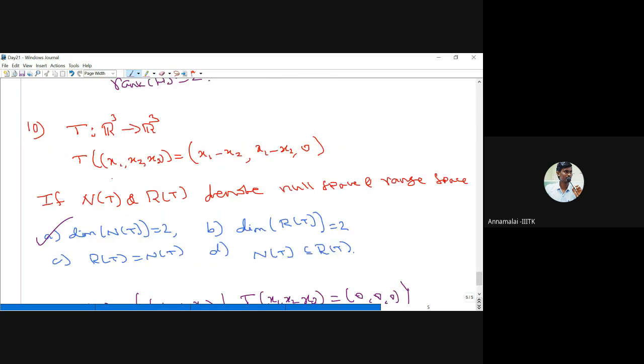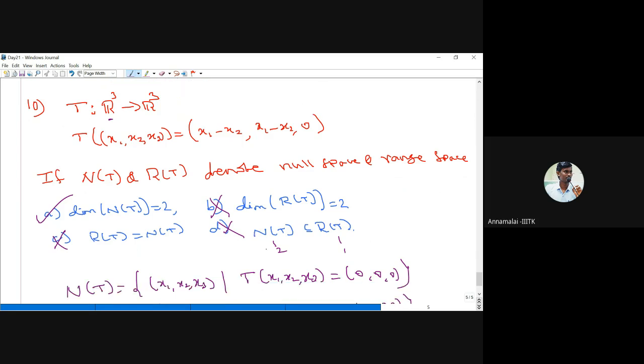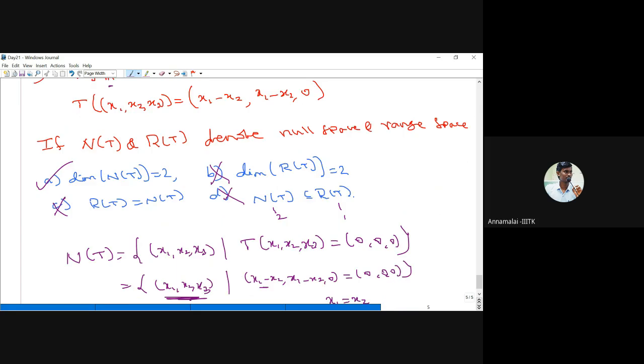Since we apply the rank nullity theorem, what is the rank of R of t? The dimension should be 1, because the domain dimension is 3 and the nullity is 2. Therefore, rank of t, that is the dimension of R of t, should be 1. Therefore, this option is wrong. Since the dimensions are different, they cannot be equal. And since the dimension of N of t is 2 and the dimension of R of t is 1, N of t is never a subset of R of t. So the dimension of N of t is 2, just by finding the number of unknowns. So always you find the null space of t, and from this you can find the rank of t by applying the rank nullity theorem.